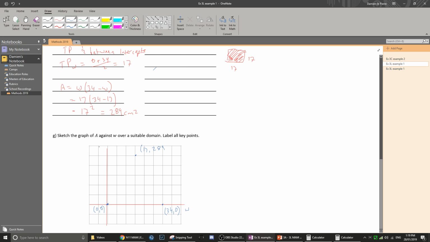So this is our W, this is our area, and this is where I again apologize for my poor graphing. It doesn't continue past there because we can't have a negative area and we can't have a negative width or length. So that's our suitable domain. And that's that question done.